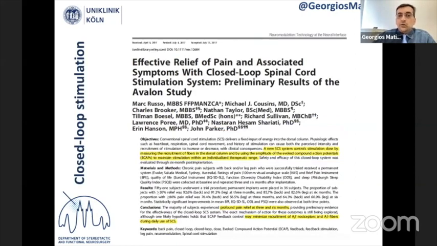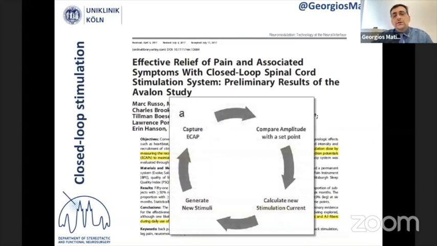A new technology, the closed loop stimulation. This article was accepted in 2017 in Neuromodulation. The concept here is that the lead does stimulate like all leads, but at the same time can measure the reaction of the spinal cord. How is that possible? The lead can measure and capture the ECAPs, the evoked compound action potentials, compare the amplitude with a set point, calculate a new stimulation current, and then generate new stimuli.